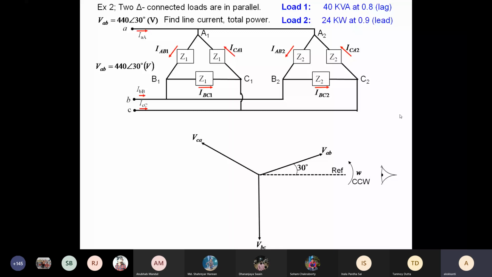So what is S1 equal to? That is load 1. Sir, 32 plus 24J. Yeah, so you have to find out. I am showing the steps. So 32 means 40 into cos theta, plus 40 into sine of cos inverse of 0.8.